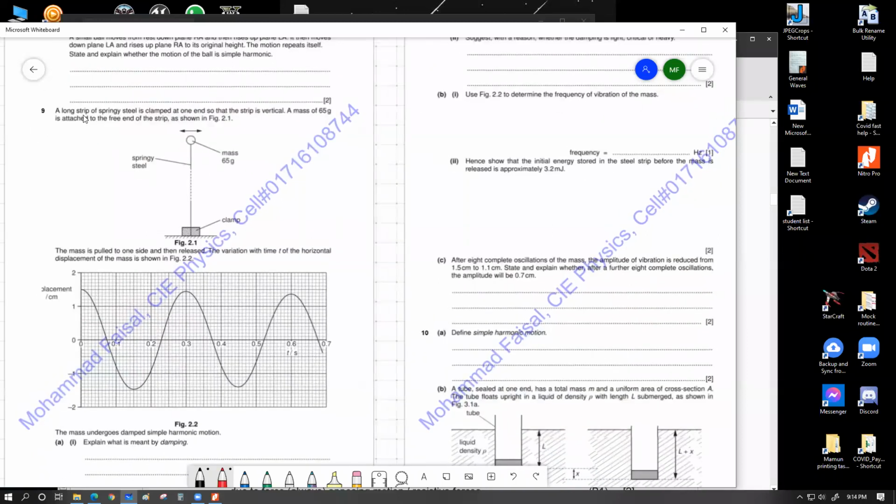Question number 9 says a long strip of springy steel is clamped at one end so that the strip is vertical. A mass of 65 grams is attached to the free end of the strip, as shown in figure 2.1. This is the mass. This is spring steel, and whenever we are placing it in this manner, this object starts to move.